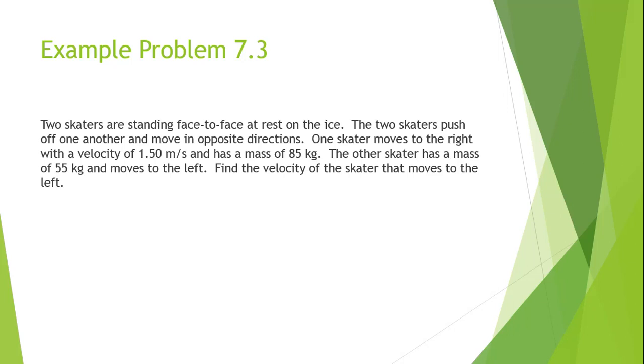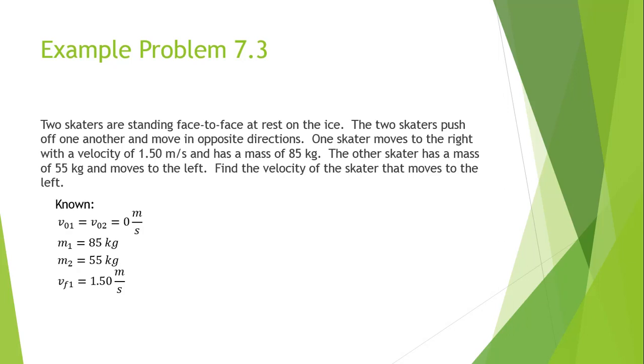So let's look at another example. And here I have two skaters that are standing face to face at rest on the ice. The two skaters are going to push off one another and end up moving in opposite directions. One skater moves to the right with a velocity of 1.5 meters per second and has a mass of 85 kilograms. The other skater moves to the left from our perspective and has a mass of 55 kilograms.